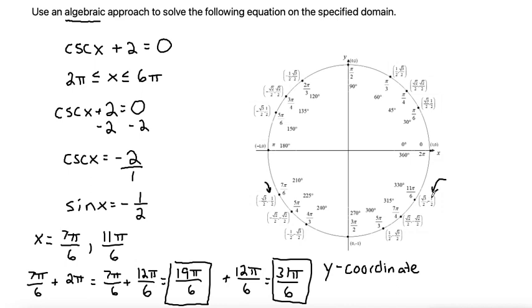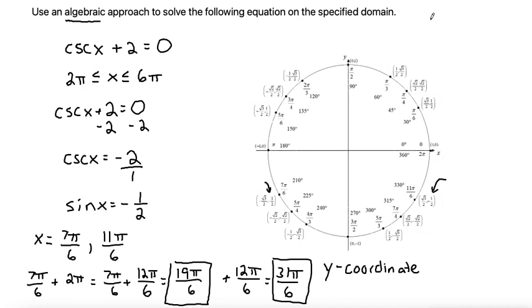We can do the same thing with this 11 pi over 6 answer and add 2 pi to it once to get the answer between 2 pi and 4 pi, and then add 2 pi to it a second time to get it between 4 pi and 6 pi.